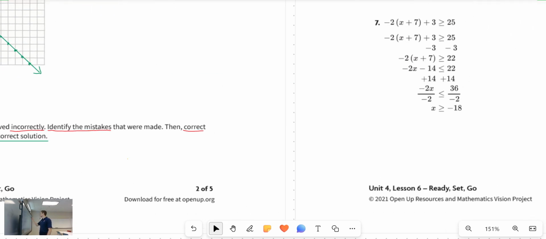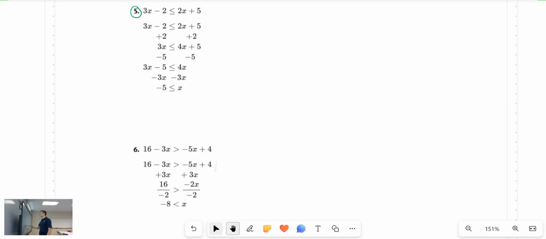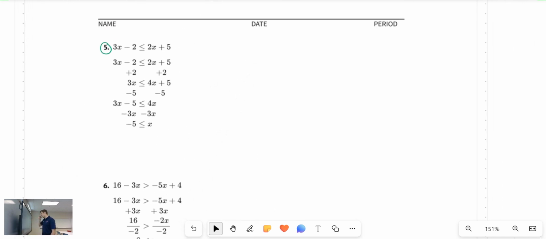So let's move on. All right, let's see what went wrong, what went right, and all that. So we're starting with number 5. Here's our inequality. 3x minus 2 is less than or equal to 2x plus 5. So it looks like first they just copied that down. If they gave us that problem, the first step was just to copy down the problem in our own handwriting, but it's someone who's typing it, so it's exactly the same. So this is just copied. That's fine.